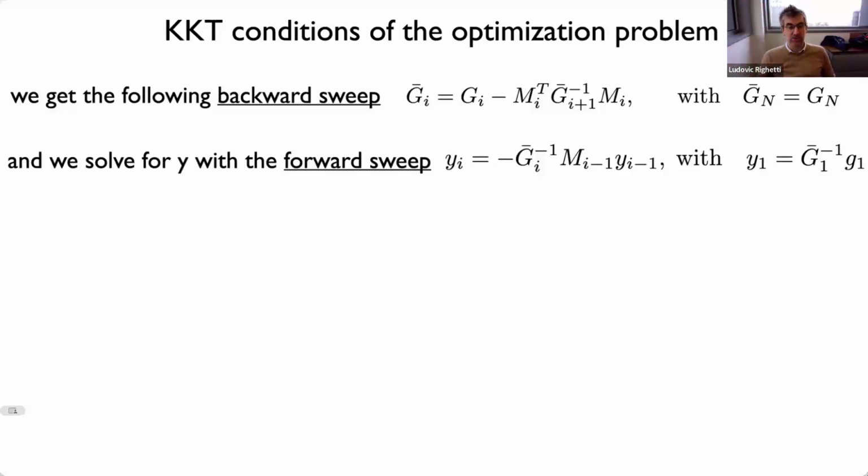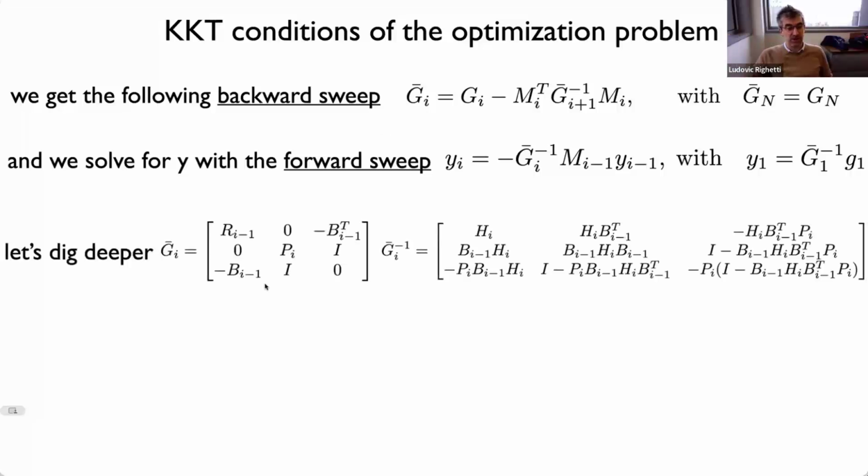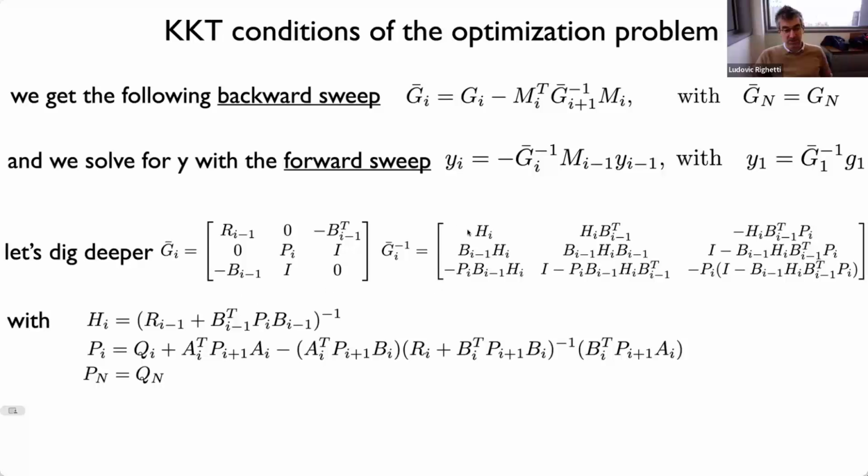So if you go into the details, here I just write down the equation so you can do it, but it's not interesting to look at the details. If I write this J bar, it looks like that. So there's R, which is my cost, right? B, which is the control to state mapping, and P is going to be the value function actually of the problem. And if I can invert that explicitly, the inverse looks like that. It's a bit ugly, but it doesn't matter. But if you look at what these terms H and P mean, they look like these two things, and this should remind you of Riccati equations, right?